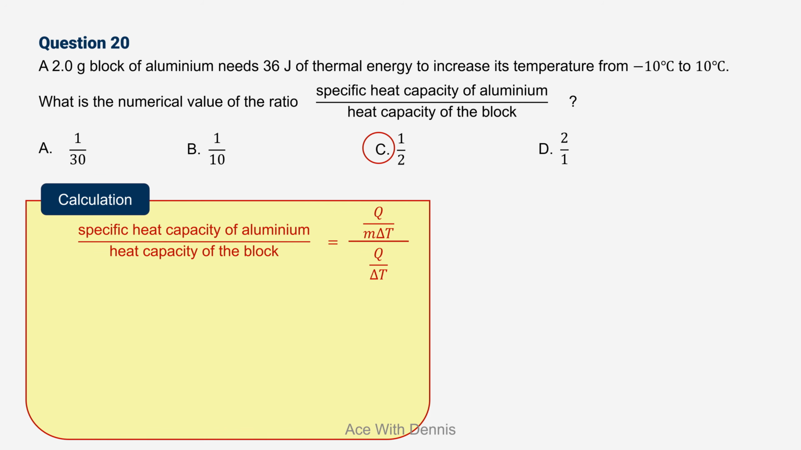Everything is just mathematics. So we can rewrite this ratio as Q over M delta T divided by Q over delta T. Next step, we change the division to multiplication. Hence, the Q over delta T becomes its reciprocal, delta T over Q. Now we cancel the Q with the Q and the delta T with the delta T. So it simplifies to 1 over M. Given that the mass is 2.0 grams, the answer will be 1 over 2.